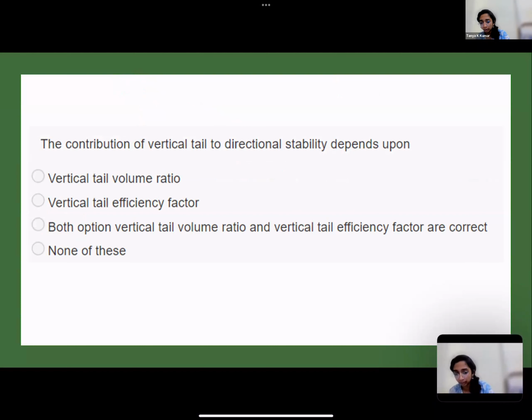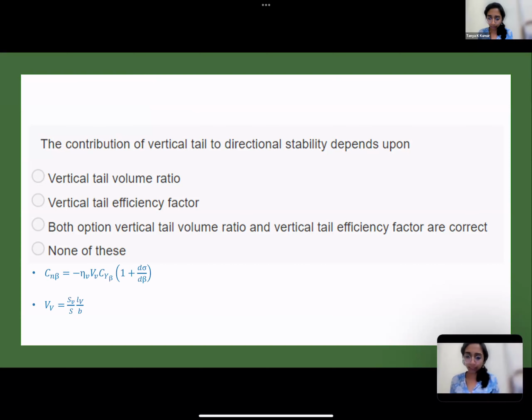Contribution of the vertical tail to directional stability depends upon vertical tail volume ratio, vertical tail efficiency factor, both, or none of these. What will it be? Just think about it. Equate it to the horizontal tail case and try to understand. So this is the equation. Can you try to tell me the answer? It's very similar to the longitudinal case. In that case, it's the horizontal tail. Here, it's the vertical tail. That is the major difference.